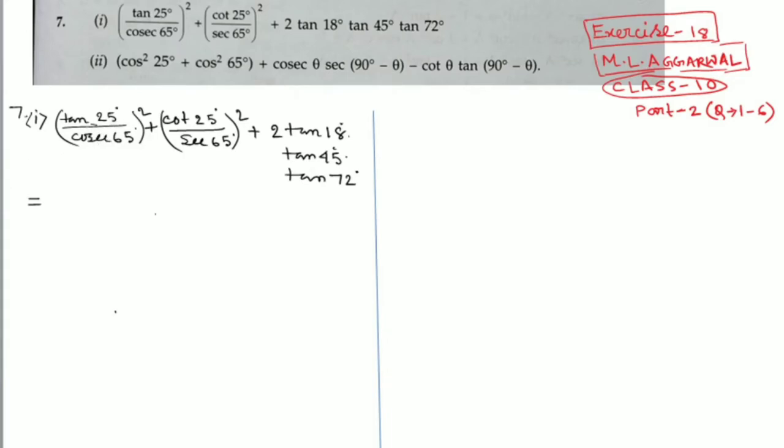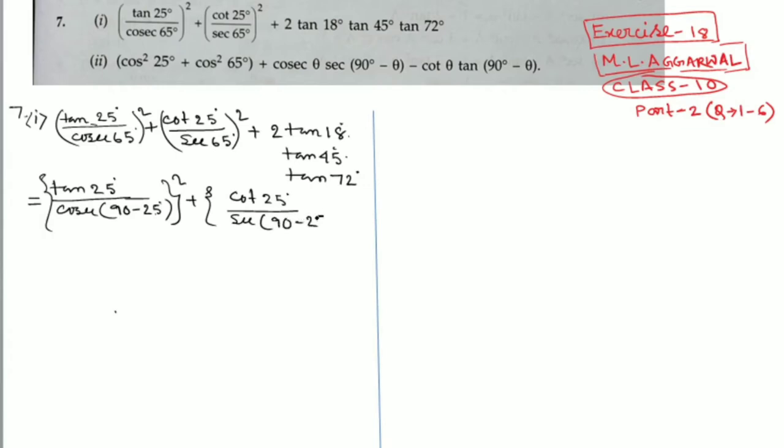65 to 25. So we can write it as tan 25 degree divided by cosec 90 minus 25 degree. Okay. Plus cot 25 degree divided by sec of 90 minus 25 degree. Okay. Plus, and here it is 2 tan 18 degree, tan 45 means 1, and tan 72 degree can be written as tan 90 minus 18 degree.